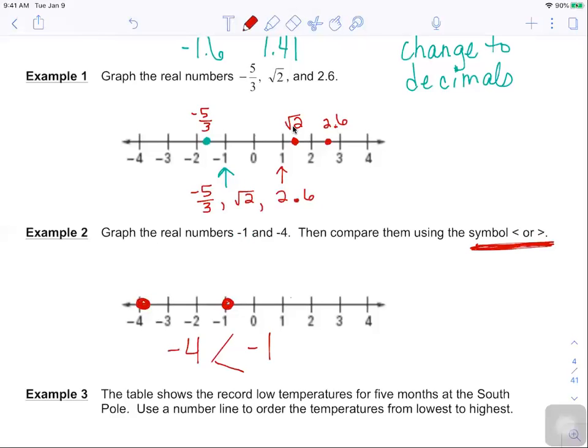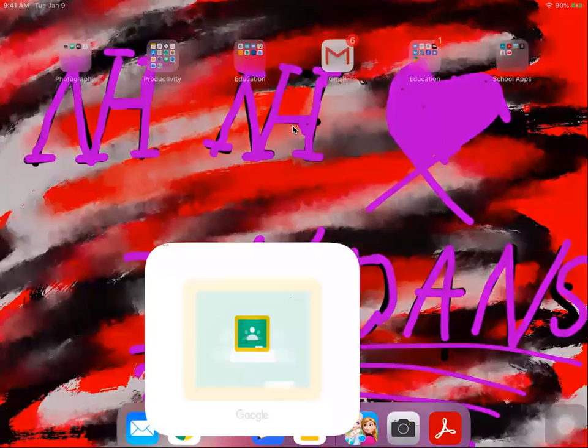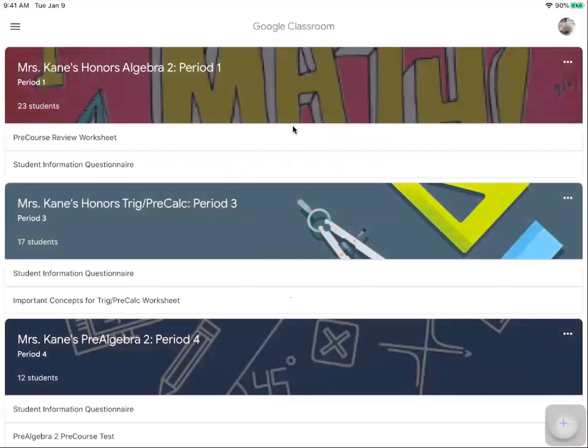So those are the notes for today. Some days we will not finish all of the notes that are in the section, and that's okay. I'm going to show you the Google Classroom page so that you can see what it looks like. And this is where your homework will be located.